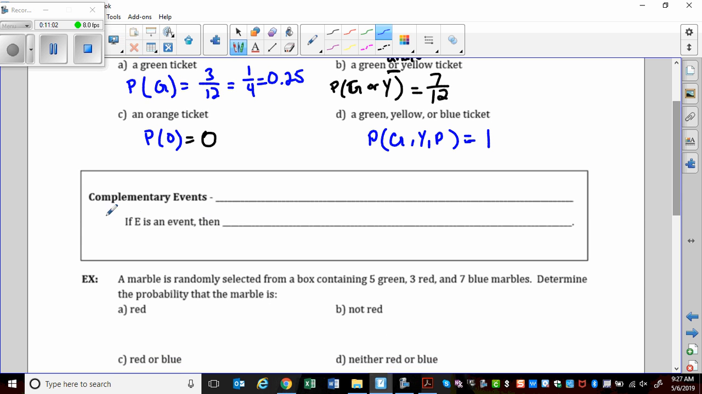Complementary events are exactly one of the events must occur.